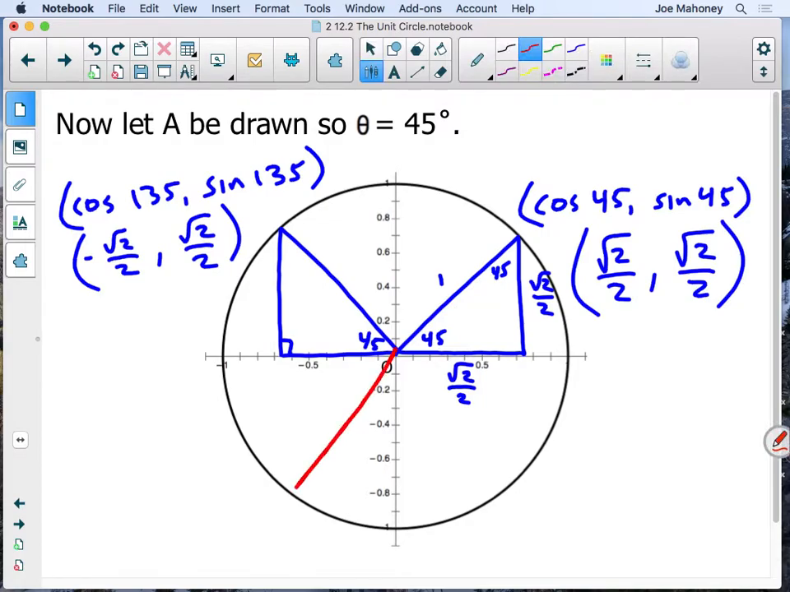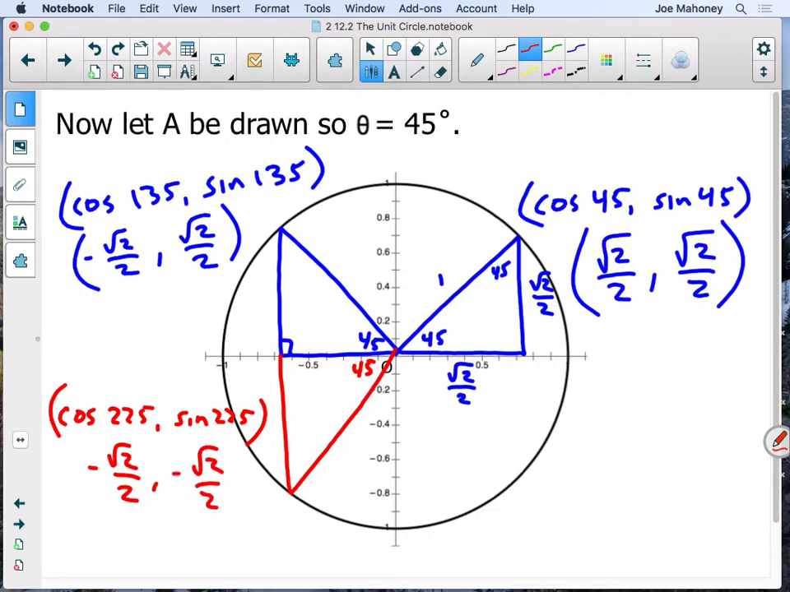And now if we go quadrant 3, we're going 180 degrees plus another 45. Now we're at 225 degrees. The cosine of 225, negative radical 2 over 2. Sine of 225, negative radical 2 over 2.